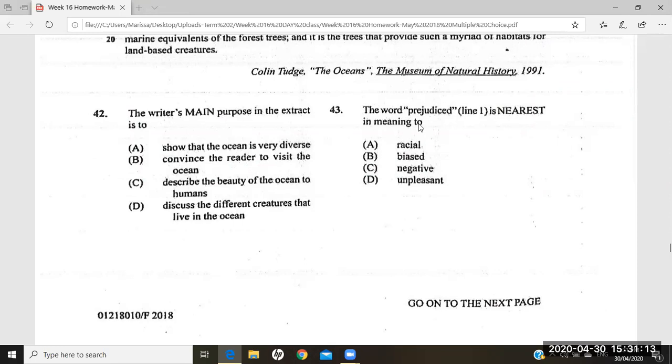Good. 43 says the word prejudice in line 1 is nearest in meaning to what? So if you had to find a synonym for prejudice, which one of the options would be best suited here? Very good, Shalanda. The answer is B, bias. If you're being prejudiced, you're being biased.